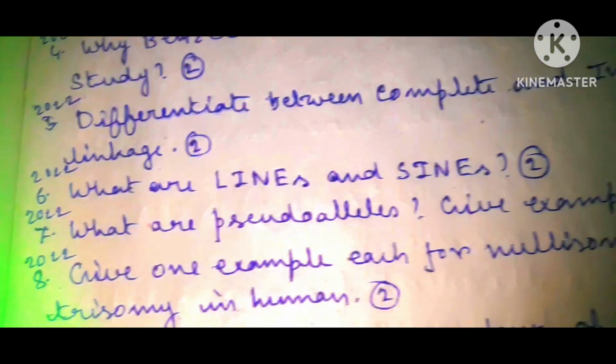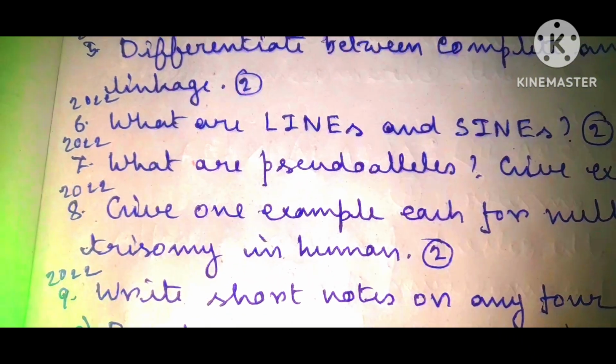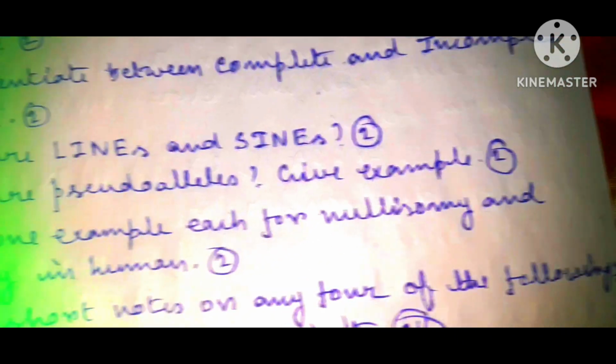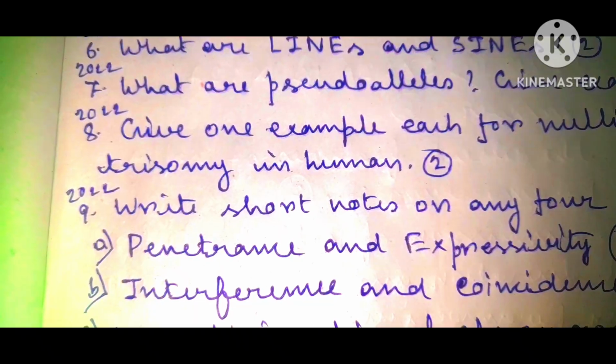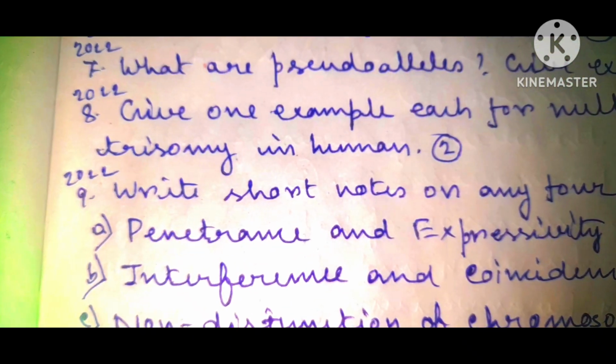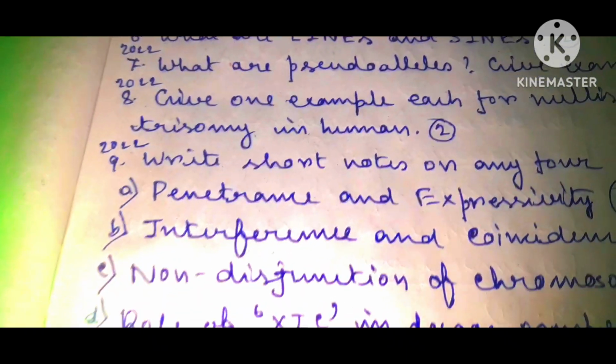What are lines and signs carrying 2 marks? What are pseudo-alleles? Give examples carrying 2 marks. Give one example each for nullisomy and trisomy in human carrying 2 marks.